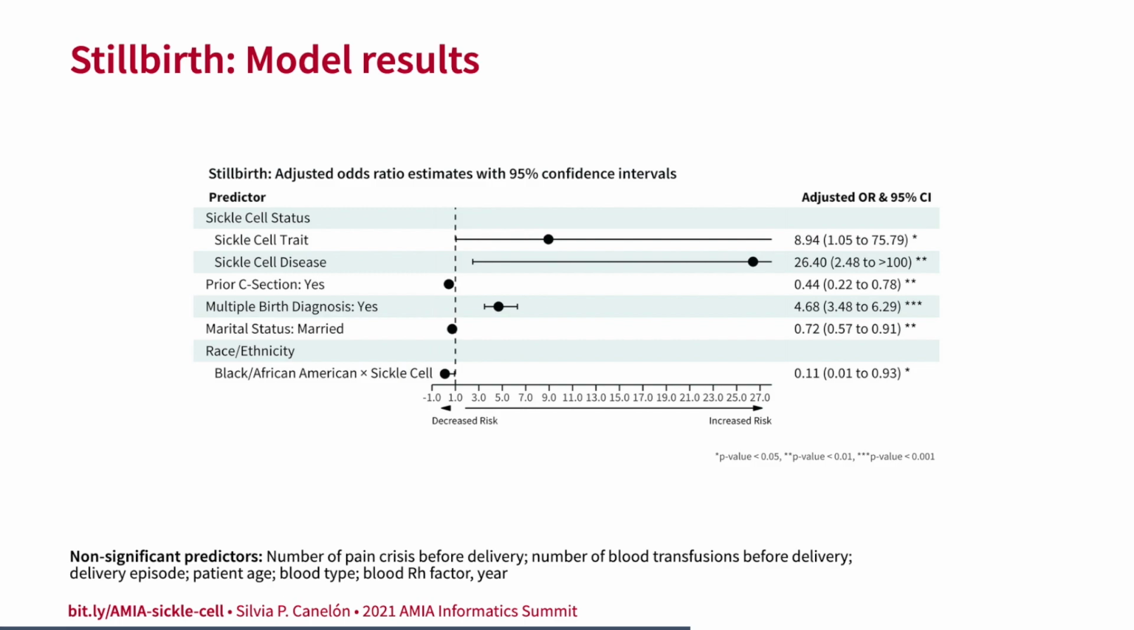I'll also point out that the last line in this forest plot indicates that the interaction effect of a patient self-identifying as Black or African American and having sickle cell had a considerably lower risk of stillbirth than those patients that self-identified as Black or African American but did not have a sickle cell mutation, indicating that perhaps patients with a sickle cell mutation may be receiving care on a more regular basis and perhaps be able to avoid some of these severe adverse delivery outcomes.